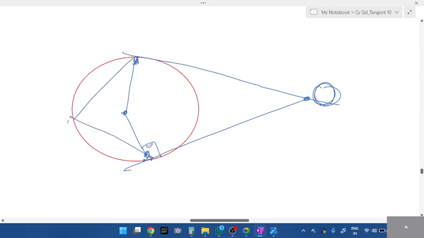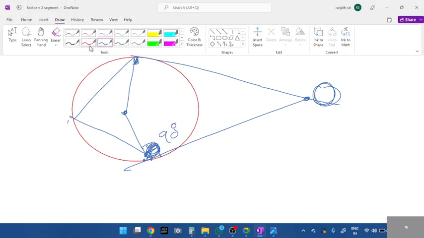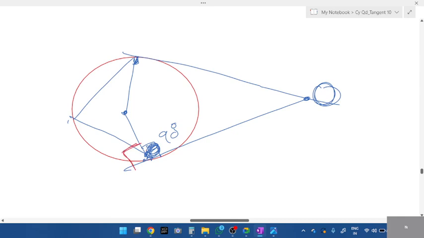See, this angle is 90. What about the other angle next to that? What about this angle? Even this also should be 90 degrees. Is it fine? I mean, clear?